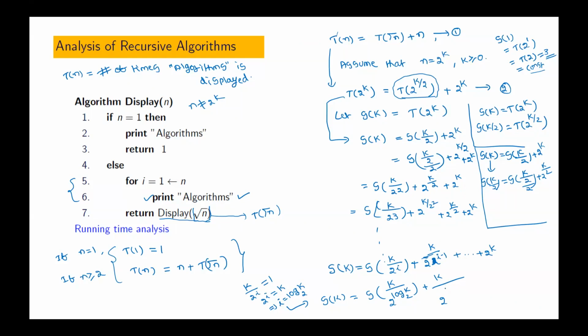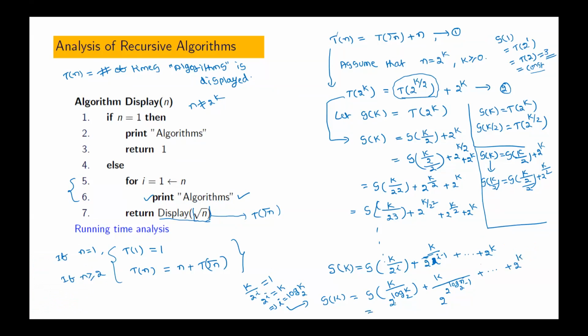So what do we get here? 2 power log n base 2 minus 1. Is that okay? Plus this one plus 2 power, sorry, this is only K, 2 power K. Okay, if you know this, we can erase. This is 2 power K. So what is this entire value?